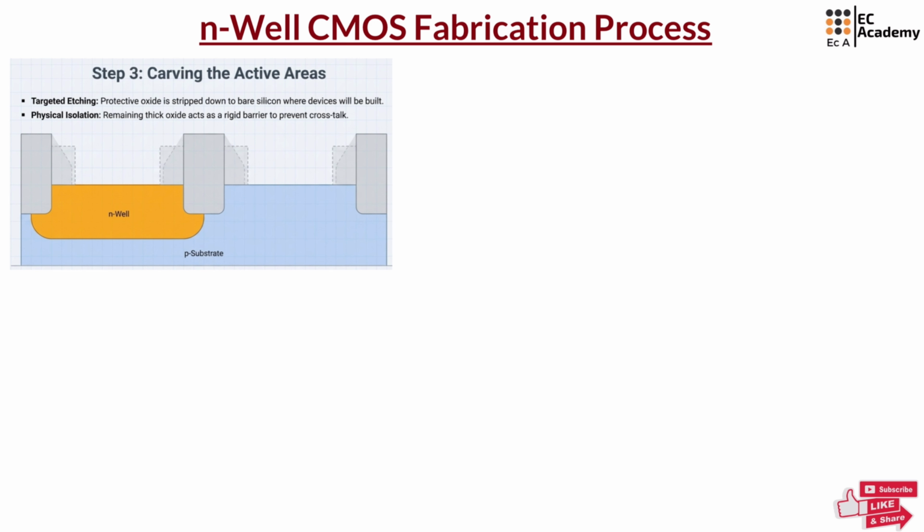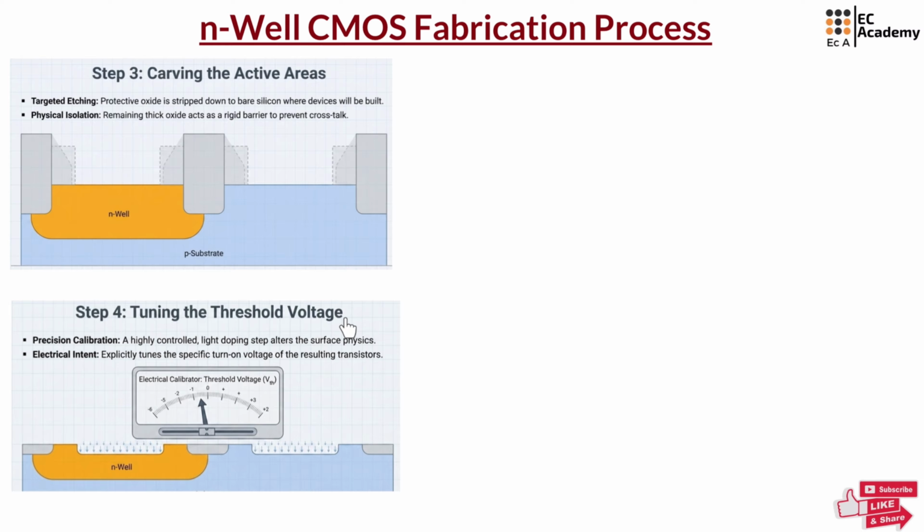The third step is active area definition. An active area is simply the place where our actual transistor will sit. We look at the area that is meant for our transistor and remove the protective field oxide from those exact spots. And also we adjust the thickness of the oxide to keep the devices isolated or separated from each other. The fourth step is threshold voltage adjustment. Every transistor needs a specific voltage to turn on, and this voltage is known as threshold voltage. To adjust this turn-on voltage, we do a very light P-type doping so that we can set the threshold voltage of the transistor.